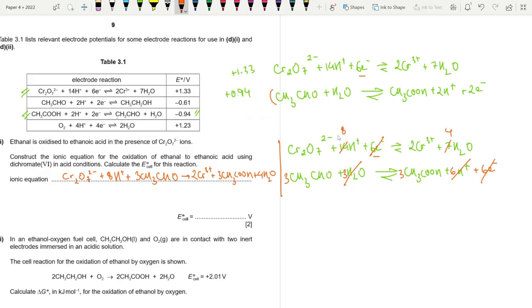So what's the E cell actually? E cell is equal to plus 1.33 plus 0.94, which happens to be plus 2.27.